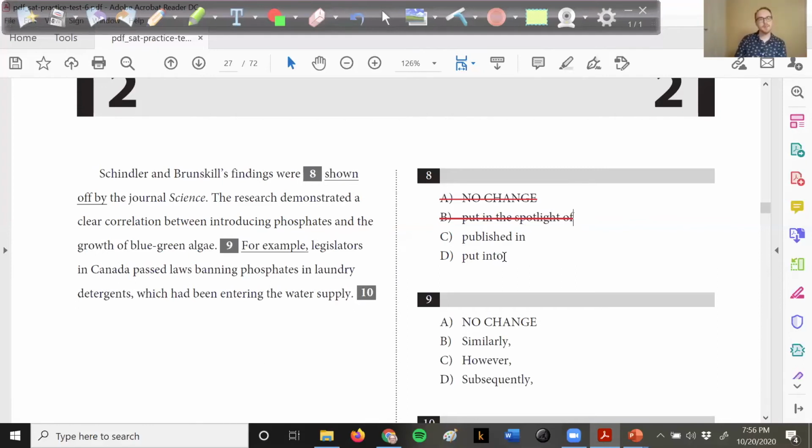Well, tone-wise, it's better than A and B, but it's not very clear. Put into is just a much more physical word. Like they could have just grabbed a copy of the journal Science, grabbed their findings, and physically placed it in between the pages. Now that's kind of silly, but it's those types of clarity questions. We want to maximize the clarity of what we're being asked. So for that reason, I like C the best.